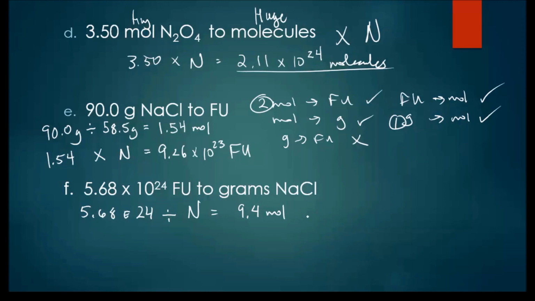And now, if we want to go to grams, what do we do? Multiply or divide? Multiply by 58.5. What is it? 547.41. All right, I did one of every kind that you will find in your homework tonight. I'm going to stop this right now.